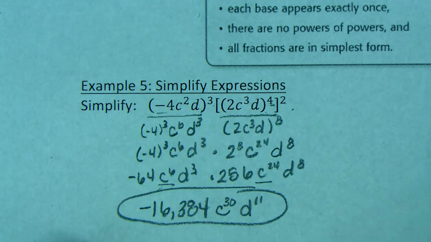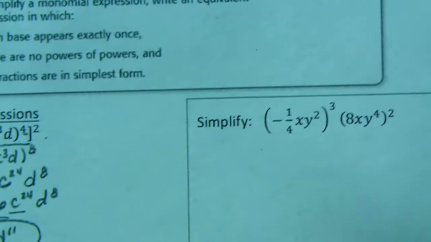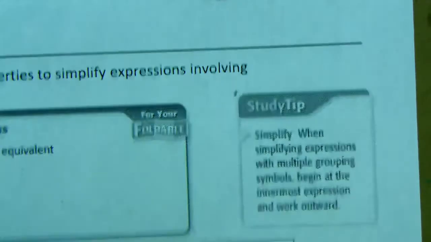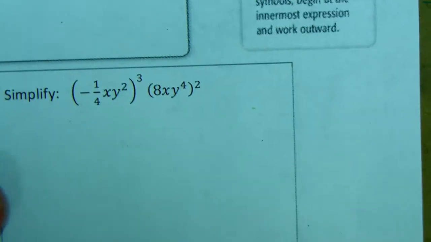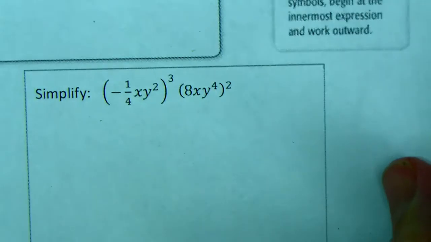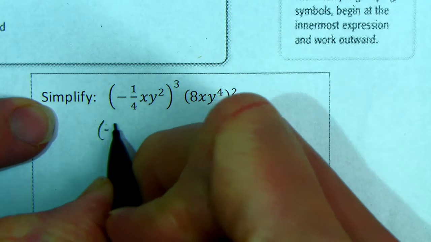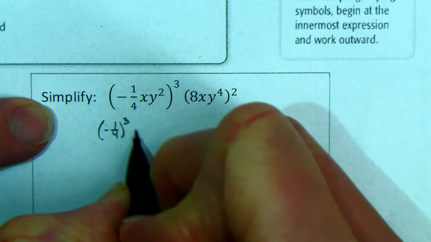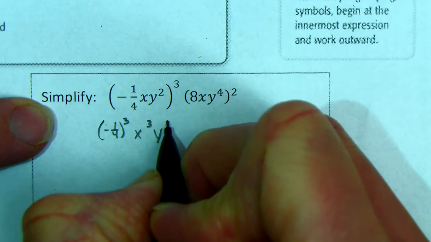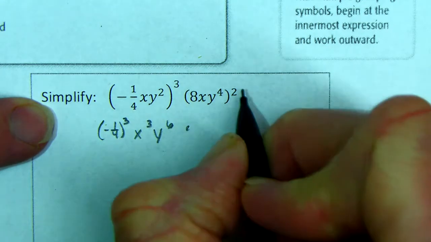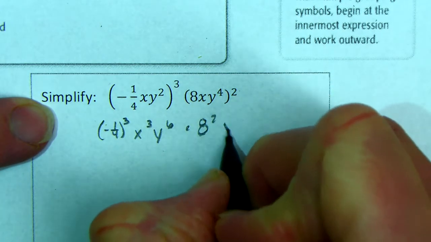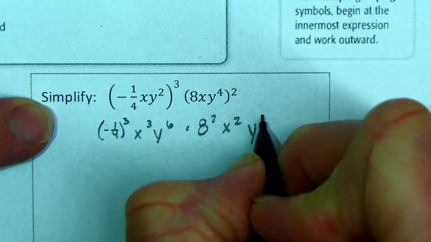All right, and then the other example in the box. Ooh, we've got fractions, folks. Oh, heavens to Betsy. Don't let it freak you out. Let's just do it just like we did the other one. So let's distribute those exponents first. So I got a negative 1/4 to the 3rd, x to the 3rd, y to the 6th, and then 8 squared x squared y to the 8th.